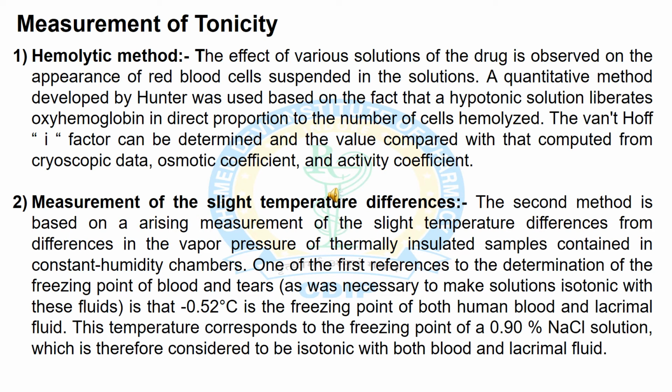Second method is the measurement of slight temperature differences. This method is based on the measurement of slight temperature difference arising from the difference in the vapor pressure of thermally insulated samples contained in constant humidity chambers. One of the first references to the determination of freezing point of blood and tears is that it is minus 0.520 degrees centigrade. This temperature corresponds to the freezing point of 0.90% NaCl solution, which is therefore considered to be isotonic with the blood and lacrimal fluid.